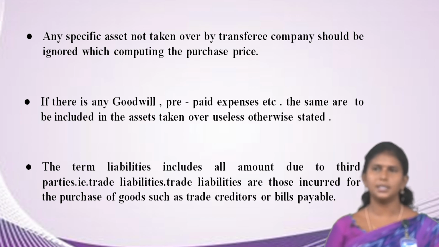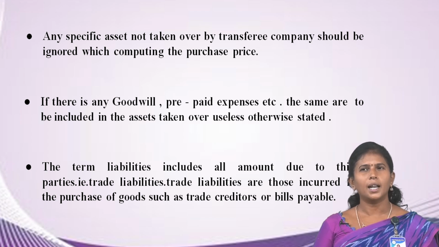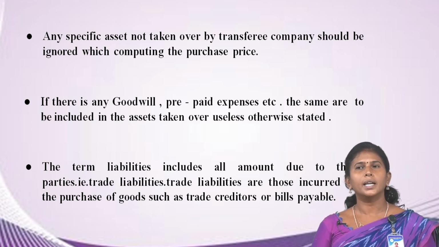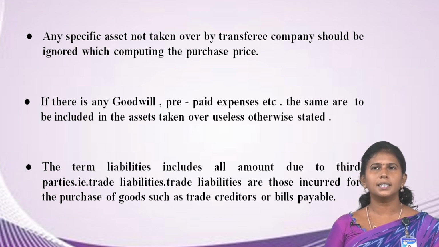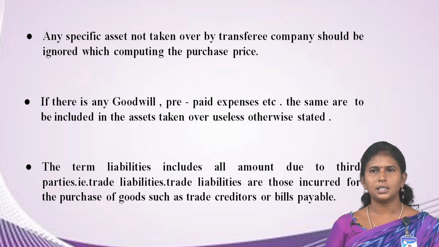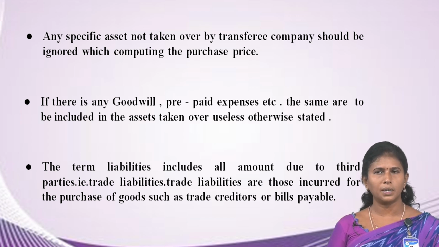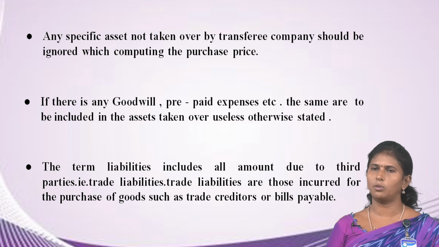The term liabilities means all amounts due to third parties. When you say liability is taken over, it includes all the amounts due to third parties, that is, all the trade liabilities. So what do you mean by trade liabilities? A trade liability is incurred on the purchase of goods, such as trade creditors or bills payable. So all this will be recorded as trade liabilities. So these will be considered as liabilities taken over.